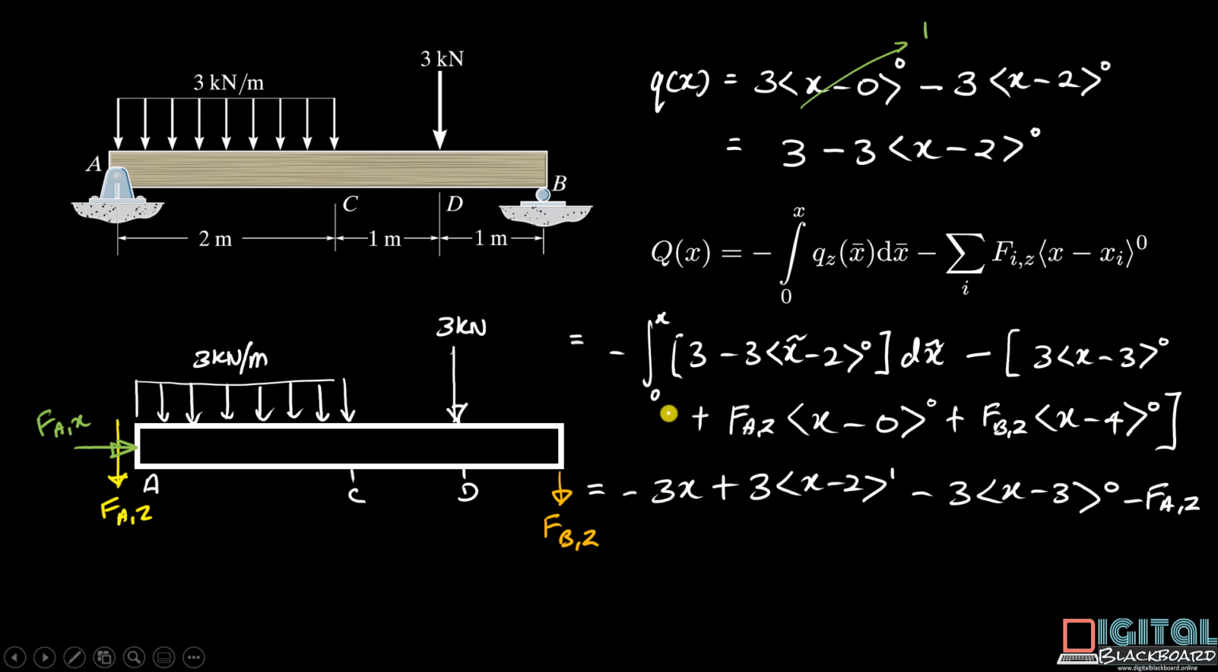So after integration, we obtain minus 3x plus 3x minus 2. This power 0 becomes power 1. And then this term is simply brought over here. And for this term Faz, because it is x minus 0, we can simply say that this term here is equal to 1. And then for this term here, Fbz, we can ignore this because it happens at the end of the beam. It is a jump of the shear force at the end, and this term here will not appear in the moment expression. So we can simply ignore this term.